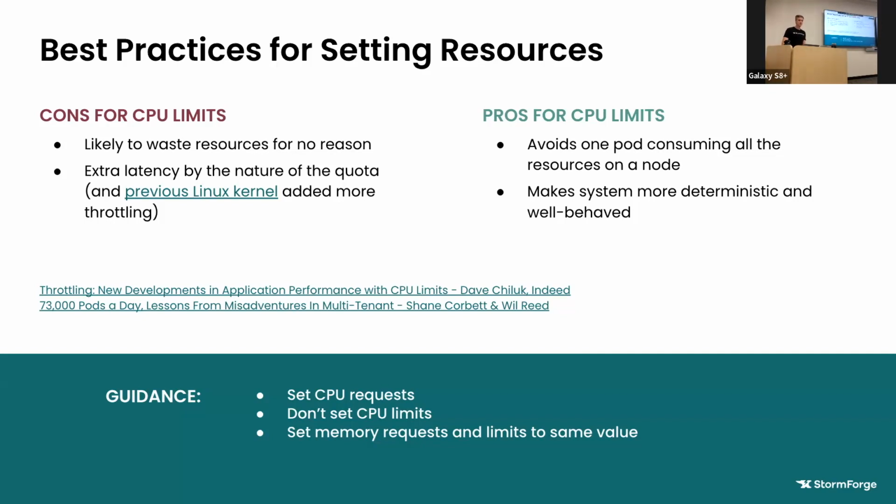CPU limits, whether you should set them or not, is a hotly debated topic. We would strongly come down on the side of don't, and we would say don't for two reasons. First of all, you're just going to waste resources unnecessarily. You're going to have leftover CPU. It's there, you might as well use it. And there's no risk of using too much because, provided you set requests, everyone's going to get what they actually need anyway.